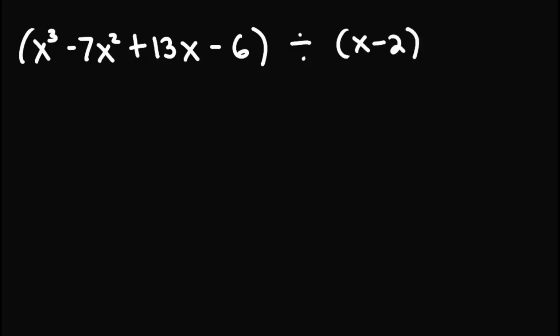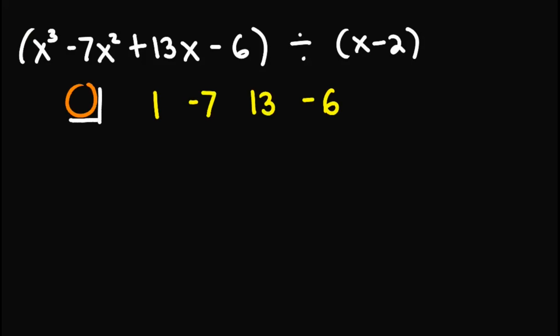So the first step in synthetic division is to write out the coefficients of the dividend. So first note that the coefficient of x cubed is 1. So we will have 1 out here, then negative 7, 13, and then negative 6. Then we write out a small box out here.